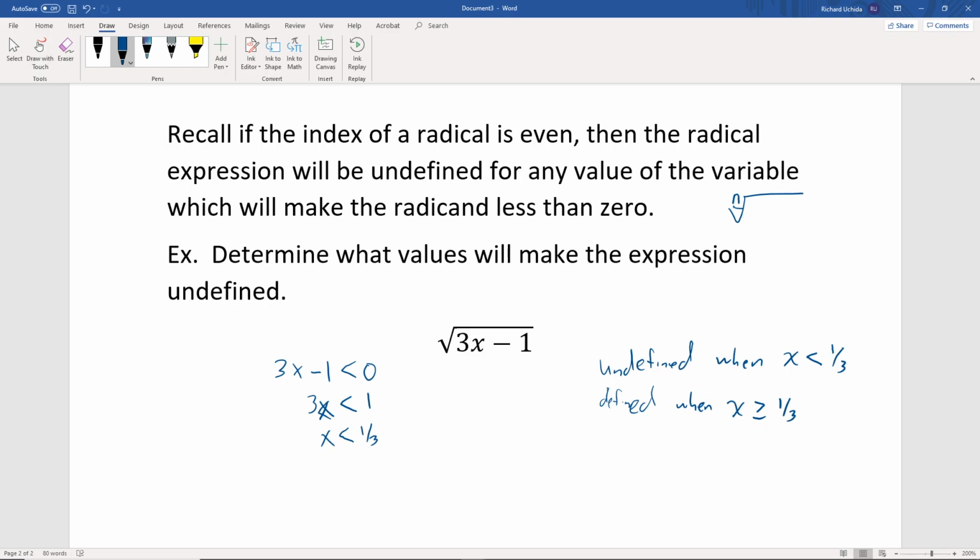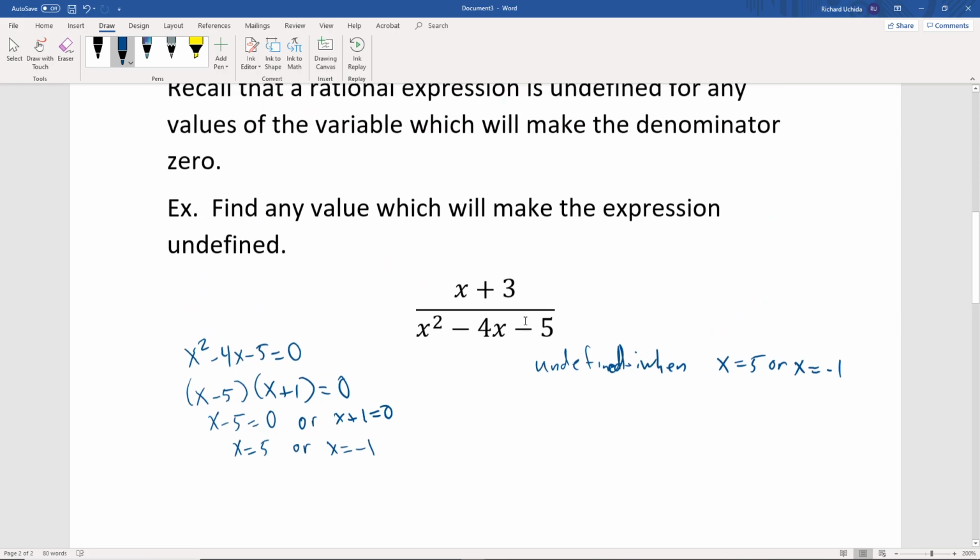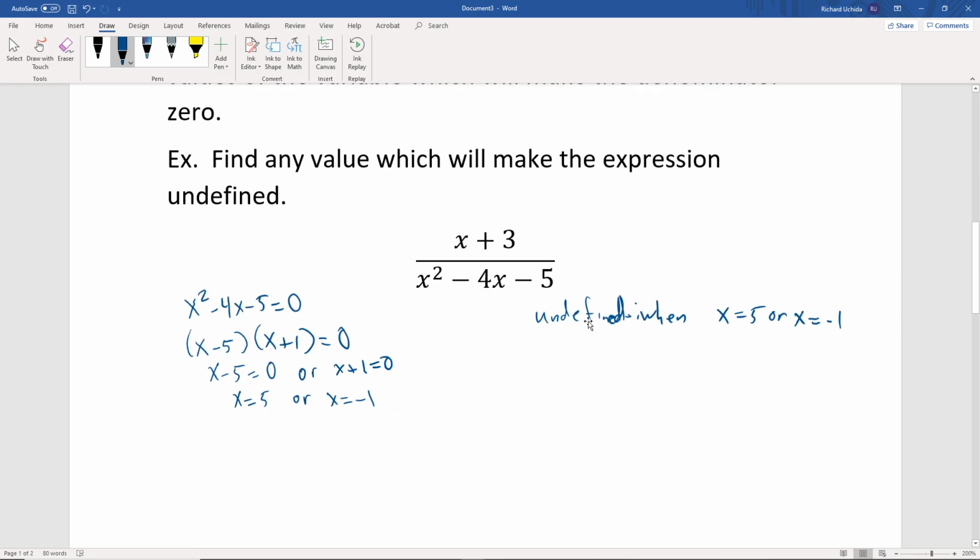So how does this relate to what you're going to be doing? Well, you're going to be dealing with rational and radical functions in the college algebra class, and they'll be asking you to find the domain of the rational and radical functions. And you're going to see that's very similar to asking where is it defined, where is it undefined. So that's a little preview of what you're going to be dealing with.